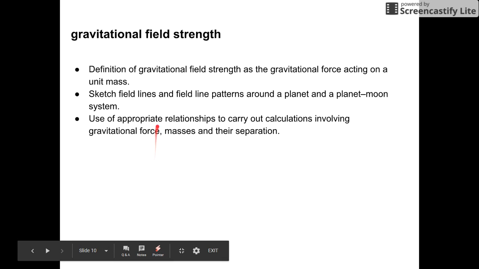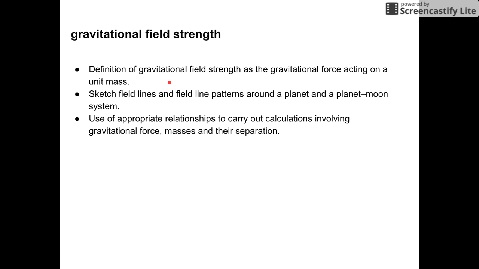So the key things we've just gone through are the definition of gravitational field strength as being the force per unit mass. You should be able to sketch those field lines and field line patterns around two planets or a planet-moon system, and then carry out calculations using those relationships for gravitational force and field and the connection between field and force. Okay.